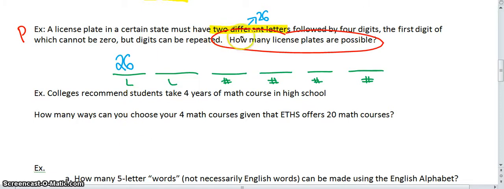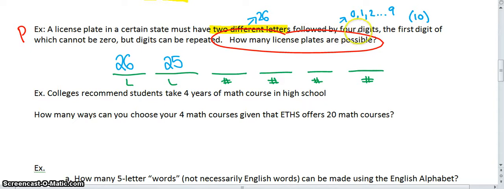Now it says there are 2 different letters. So let's say I pick A to go here. Then our second blank cannot be A because they have to be 2 different letters. So that means there are only 25 different options for blank 2. So 26 options for blank 1, 25 options for blank 2. Now 4 digits are the next blanks. How many digits are there? There's 0, 1, 2, all the way up to 9. How many digits are there? That would be 10 digits.